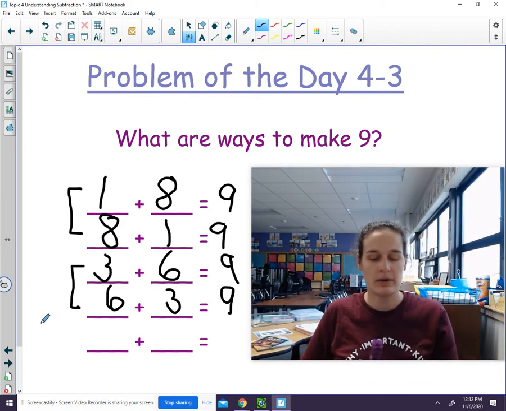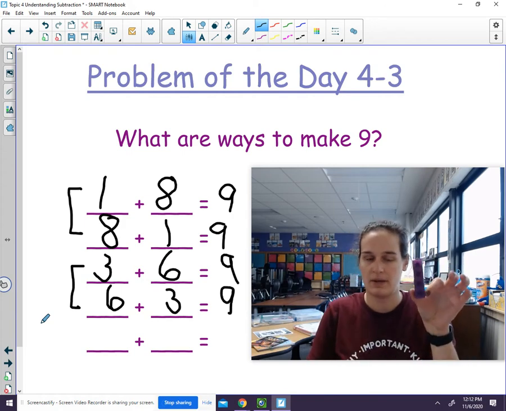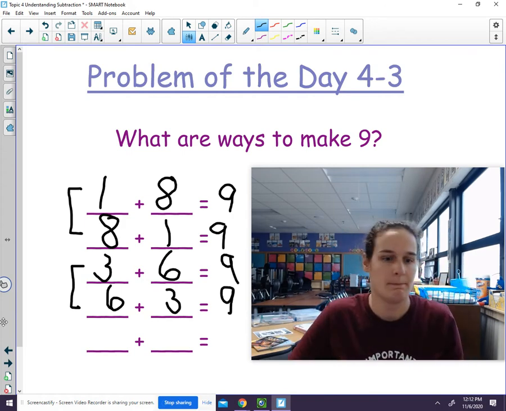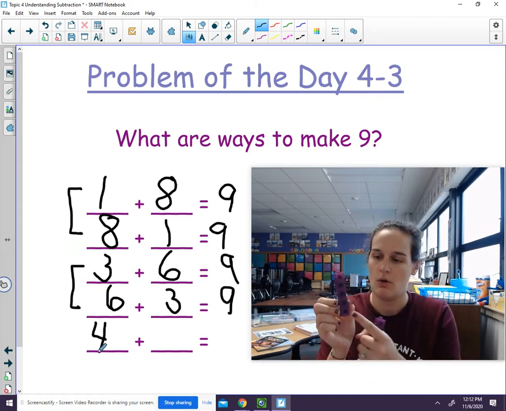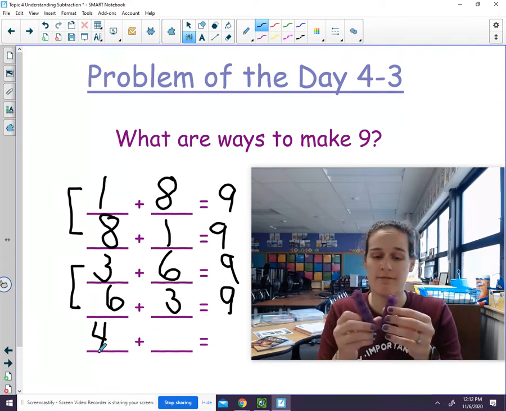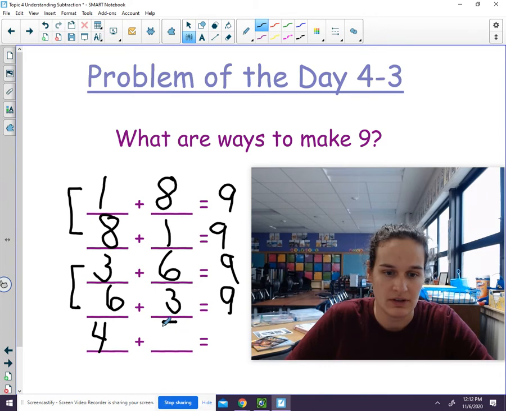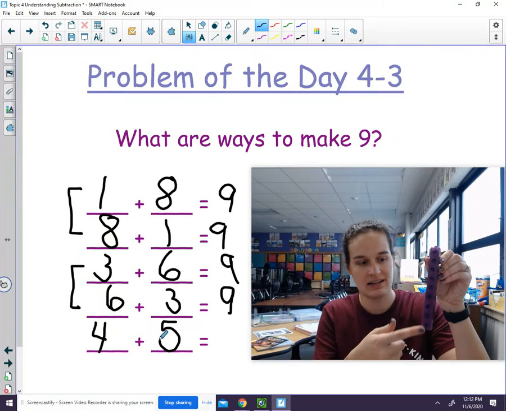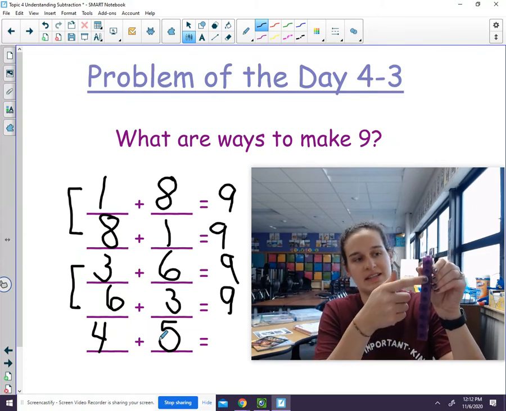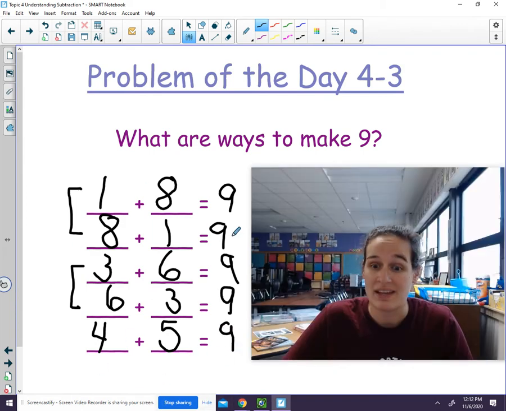Okay, let's find one more way to make 9. I'm just going to pull some cubes off. I pulled this many off. That's 1, 2, 3, 4. How many are here? 1, 2, 3, 4, 5. So we have 4 plus 5 equals 9. 1, 2, 3, 4, 5, 6, 7, 8, 9. It equals 9. We could write the turnaround fact for that one too if we wanted. And we've found some ways to make 9.